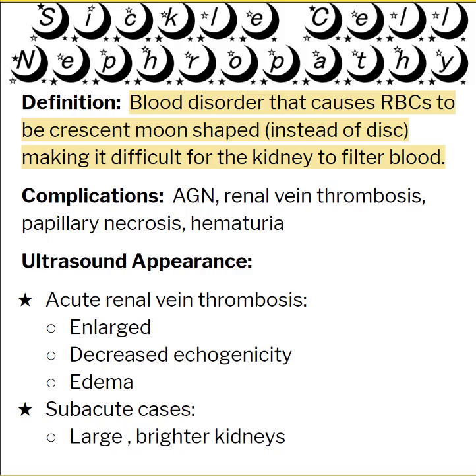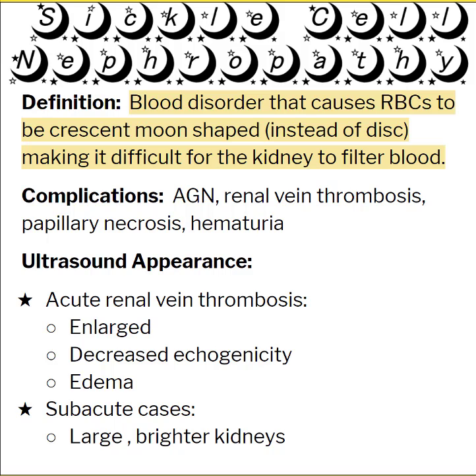Papillary necrosis, which means the papilla are dying because they're not getting enough oxygen, because they're not getting blood, because the red blood cells can't maneuver through the small vessels. And then we might also see some hematuria in these patients as well. On ultrasound, if there's acute renal vein thrombosis, the kidneys are actually going to look very enlarged.